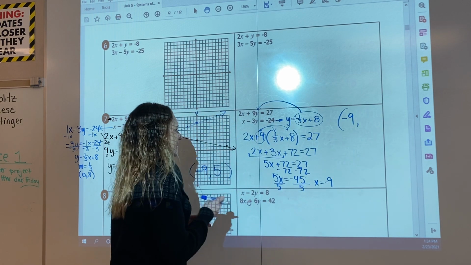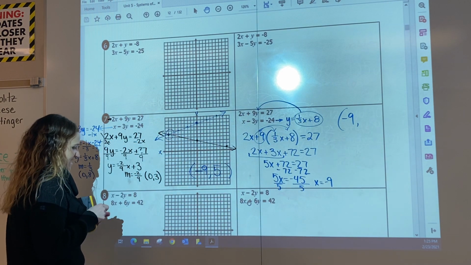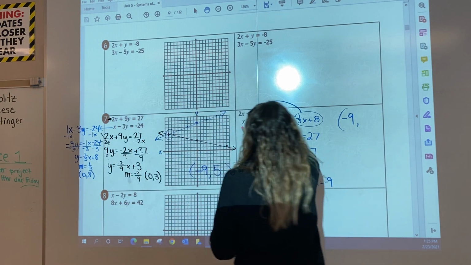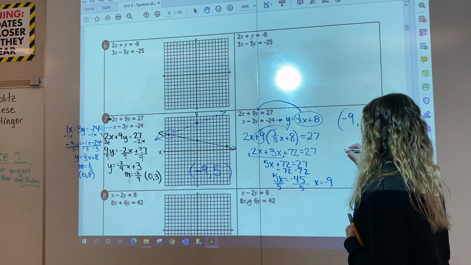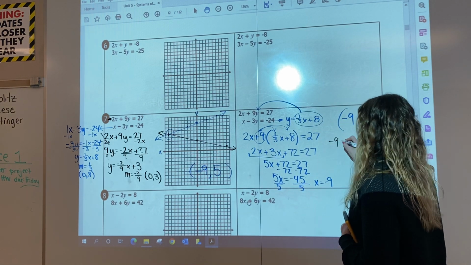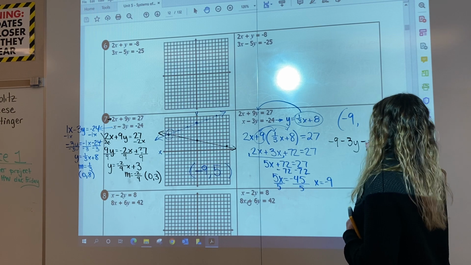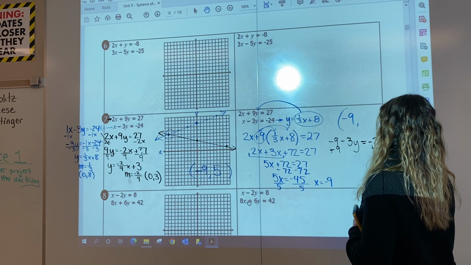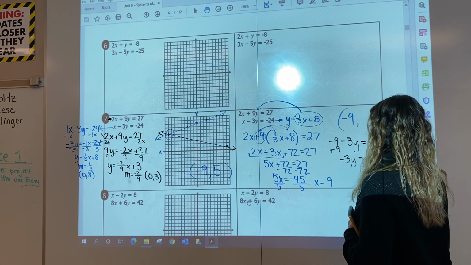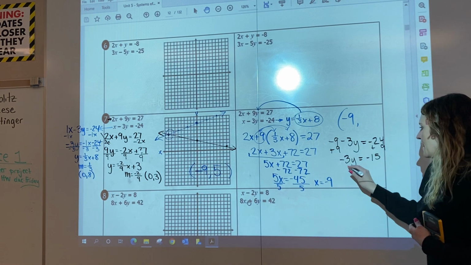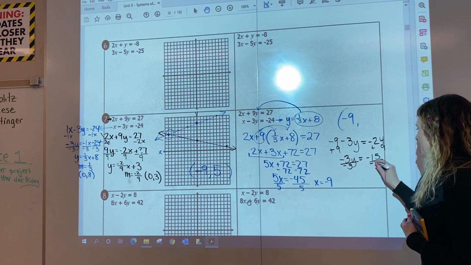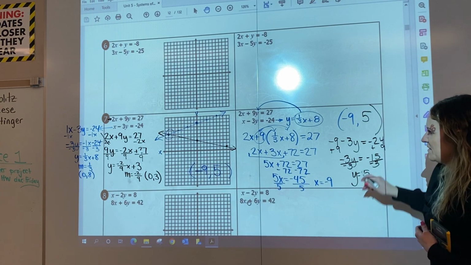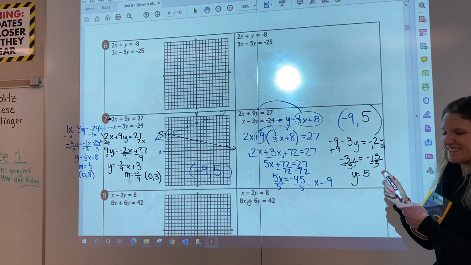Let's plug that back in and see what we get for the y. I'm going to plug it in to this bottom equation. So we have negative 9 minus 3y equals negative 24. If I add 9 to both sides, I get negative 3y equals negative 15. Then if I divide both sides by negative 3, I get y equals 5. Matches? Wonderful. We're good to go.